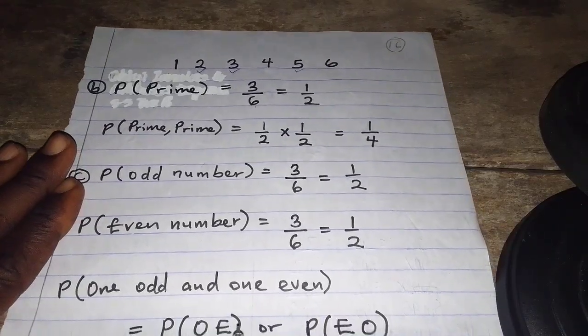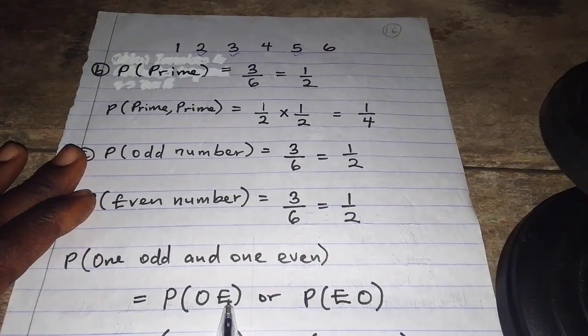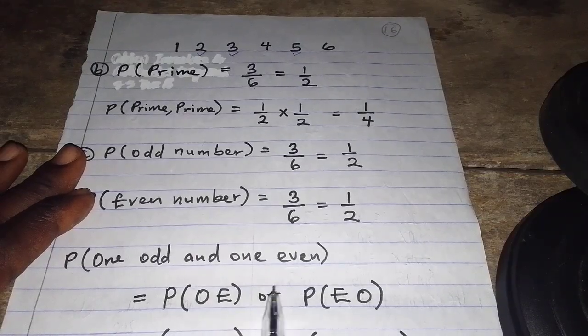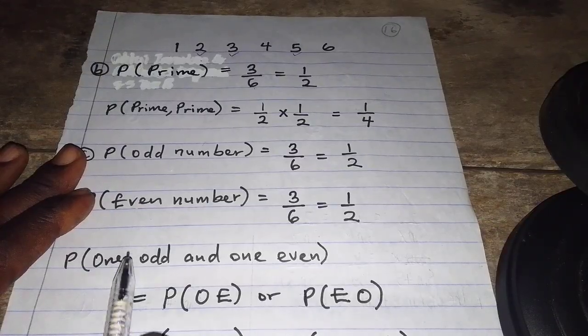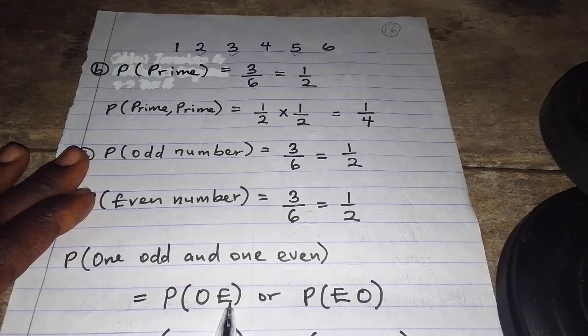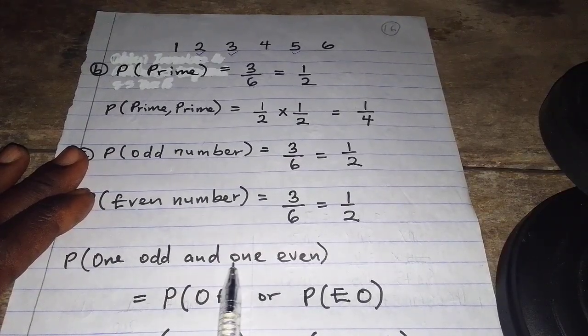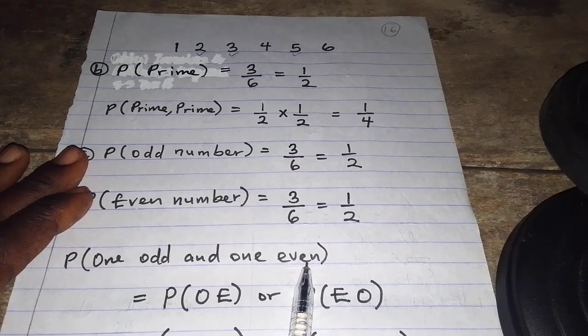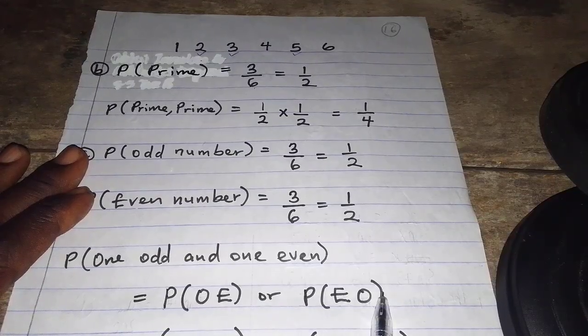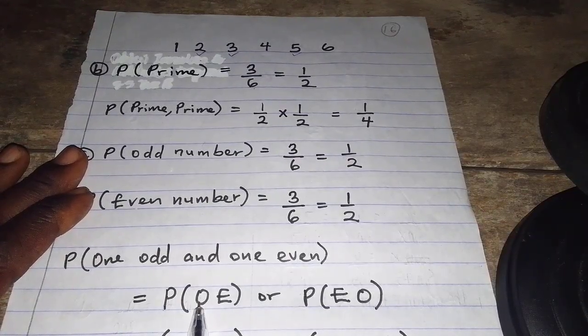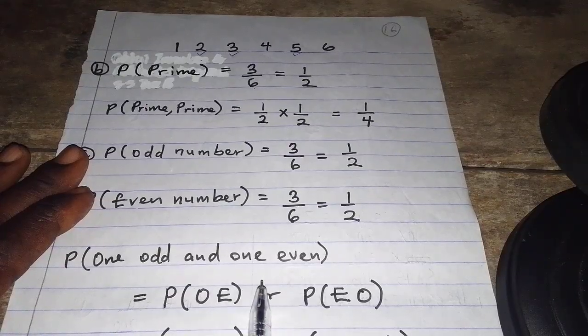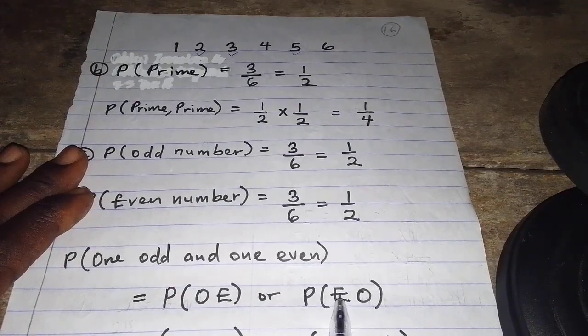So it's either the odd number coming first and the even number coming next, or the even number coming first and the odd number coming next. So that means one odd, one even. But since the question didn't specify the arrangement, we are going to try the two possible situations. So either we have one odd number first and then an even number, or the first one is even and the other one is odd.